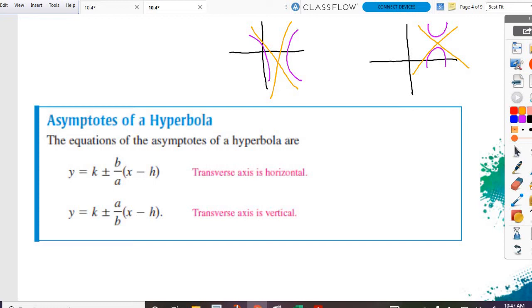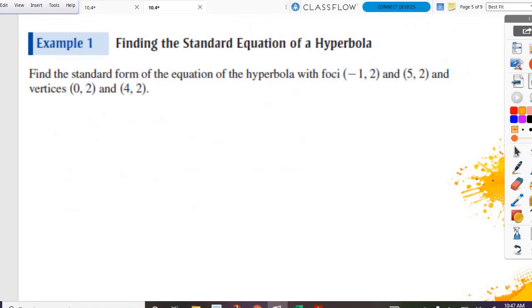All right. So let's look at an example. This says, find the standard form of the equation of the hyperbola with foci at (-1, 2) and (5, 2), and vertices at (0, 2) and (4, 2). So what do we say is generally helpful for us to do when we're dealing with our conic sections? Sketch a graph. Because it's going to help us determine what our orientation is for our graph.